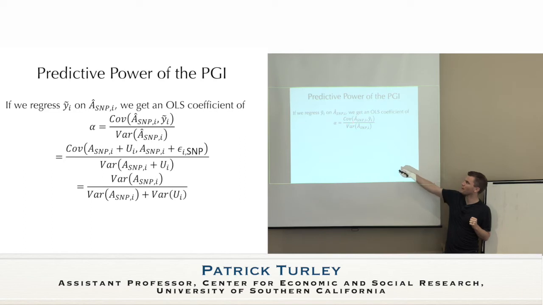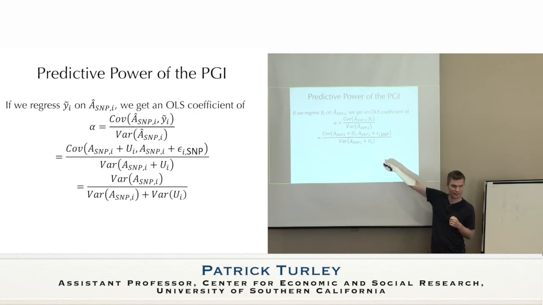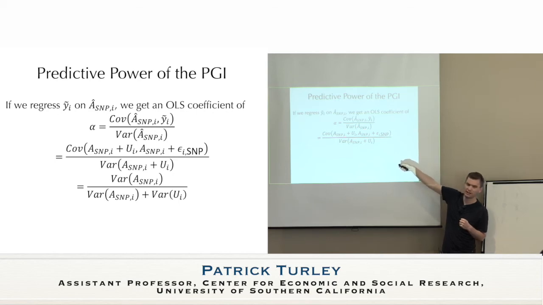The OLS coefficient associated with the polygenic index is going to be the covariance between the polygenic index and the phenotype divided by the variance of the polygenic index. I'm going to substitute in: the polygenic index is equal to the true effect plus error, and the phenotype is the additive SNP factor plus the residual. In the denominator, I'm replacing a hat with a plus u, same thing. u should be uncorrelated with a SNP, and epsilon is going to be uncorrelated with u and a SNP.